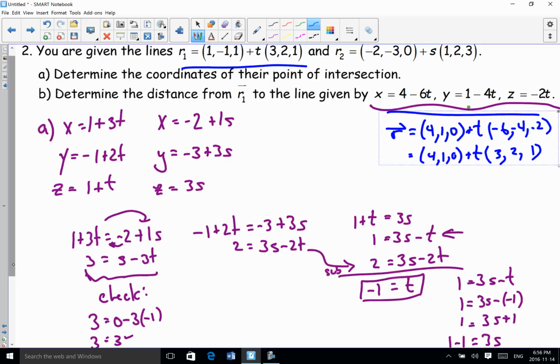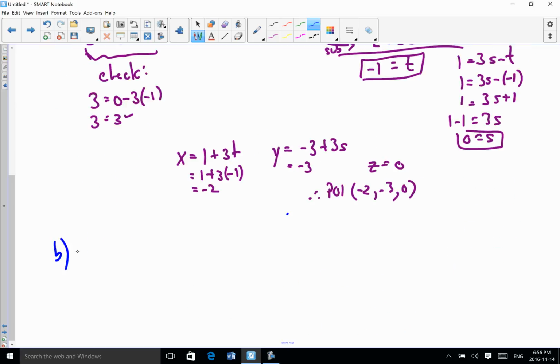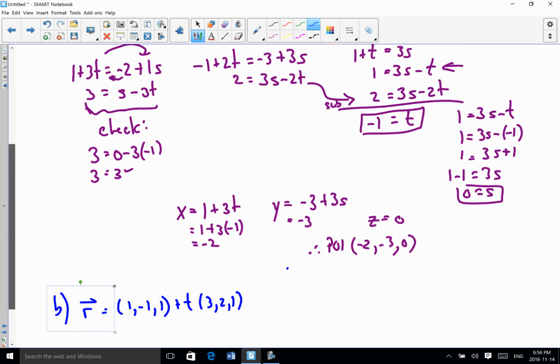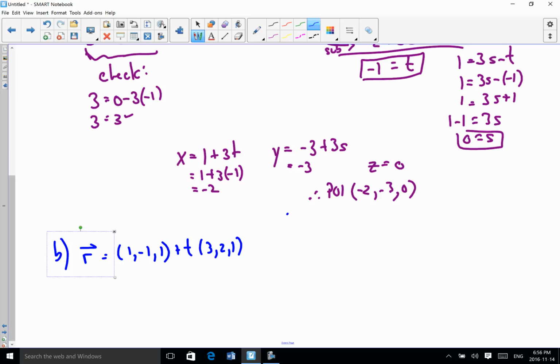How do we find the distance between two parallel lines? Well, for part B, we take one of our lines, so R1, which was 1, negative 1, 1, plus t, 3, 2, and 1. And we figure out the distance between that line and a point on the other line. So our point is 4, 1, 0.